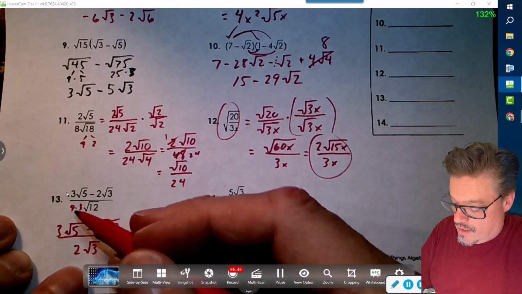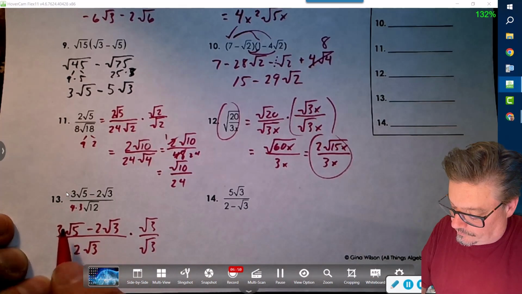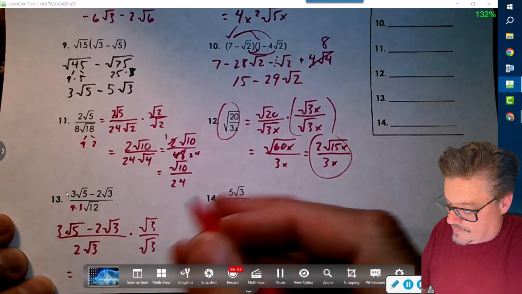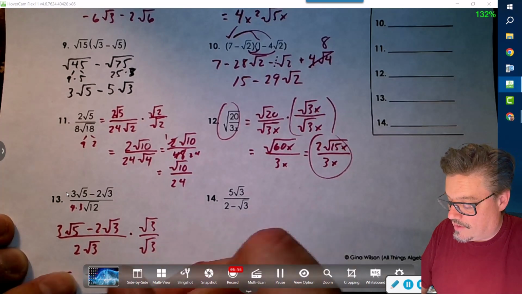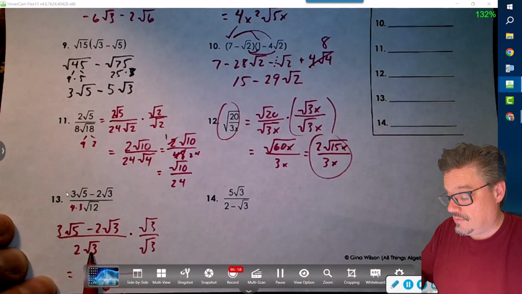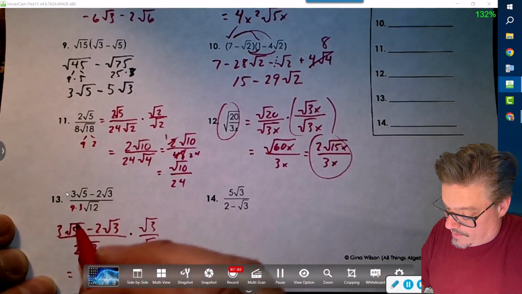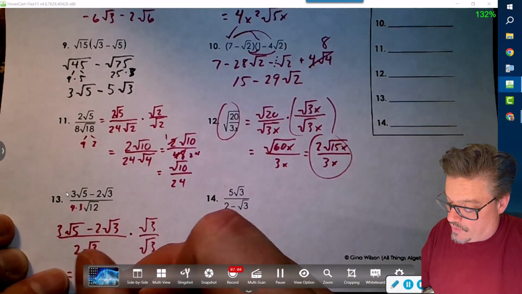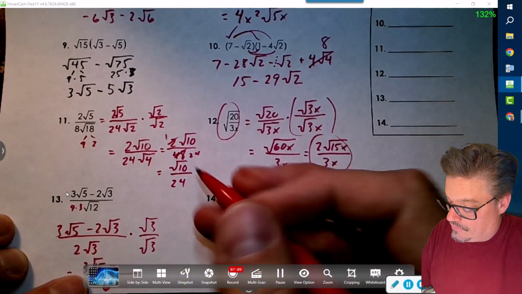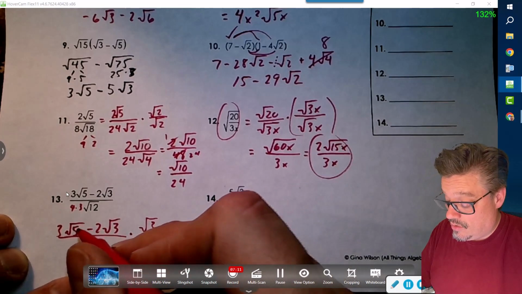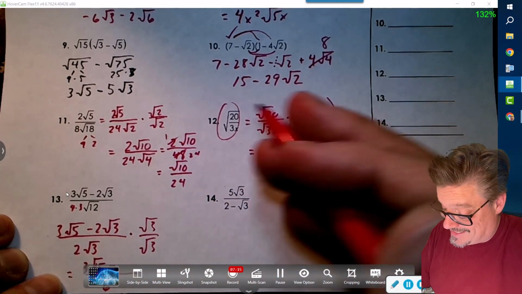Okay. All right, so now 3, we're going to distribute. Now this times this will actually end up being 6. Okay, so radical 3 times radical 3 is just 3. 3 times 2 is 6. Let's see, so 3 radical 15. And then we're going to distribute it to this guy, which would be minus 2 radical 9, which is 3. So that would be minus 6.